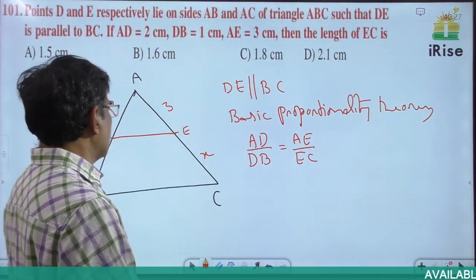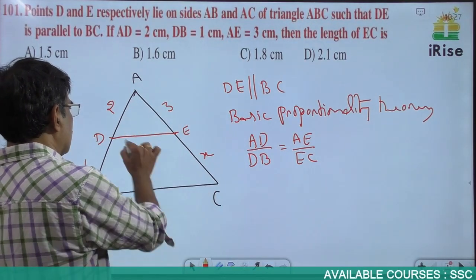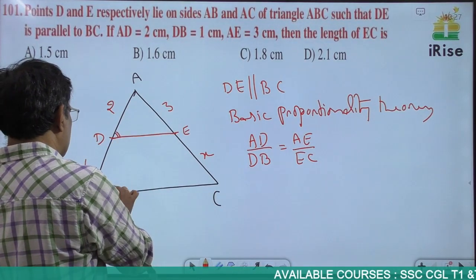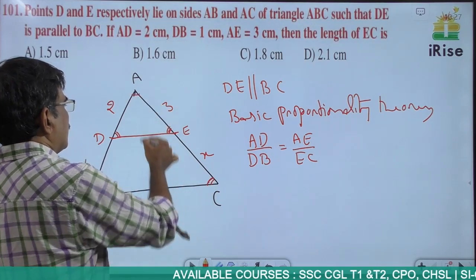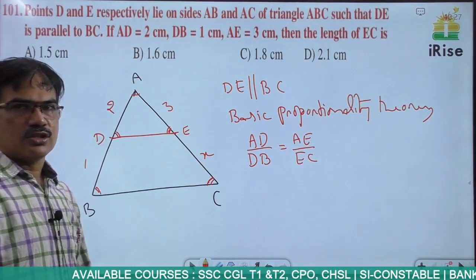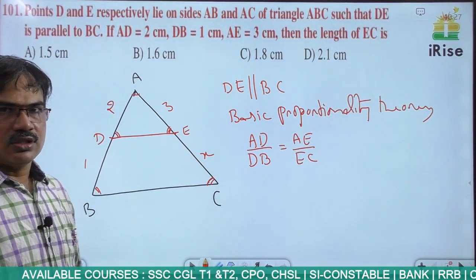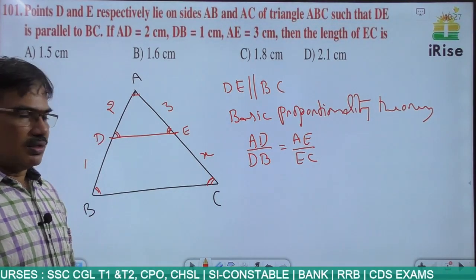Or you can use similar triangles also. If this line is parallel to this line, this triangle and the big triangle are similar triangles because these two angles are equal, this angle is the same as this angle, and this is a common angle for the small triangle as well as the big triangle. These two triangles are similar triangles. Use the similar triangles condition also. If triangles are similar, then the ratio of corresponding sides are equal.